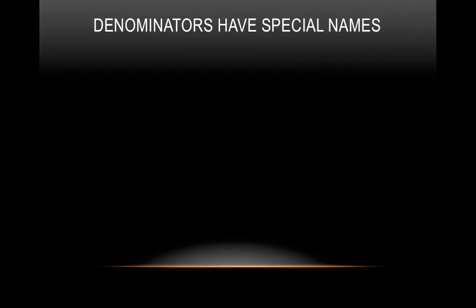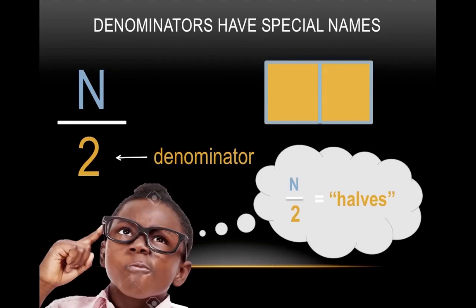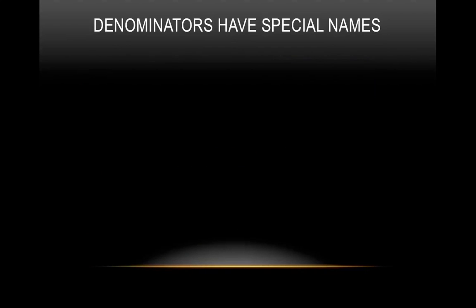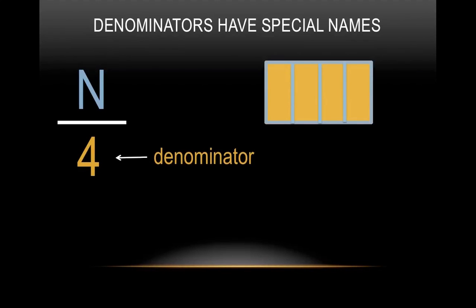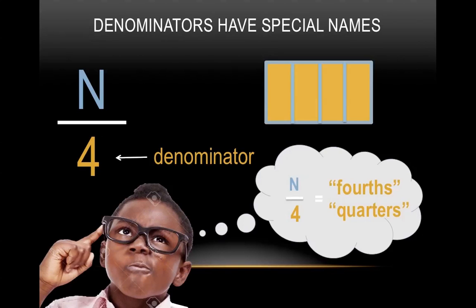Denominators, just like whole numbers and just like fractions, also have special names. So here we have the denominator 2. The denominator 2 represents 2 equal parts of a whole, which we can call halves. That number 2 in the denominator part of your fraction represents halves. The number 4 in the denominator place represents 4 equal parts of a whole. Can you think of what this might be called? The special name for a 4 in the denominator is fourths or quarters. A 3 in the denominator would be thirds. A 5 in the denominator would be fifths, and so on.